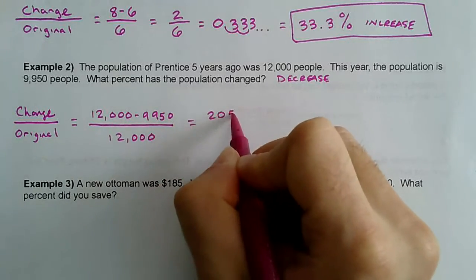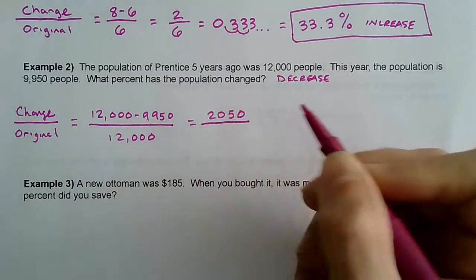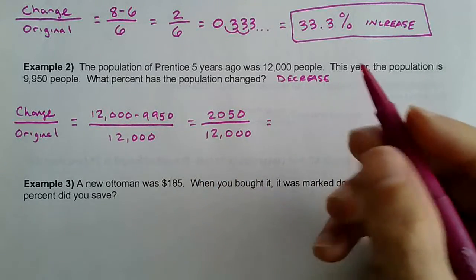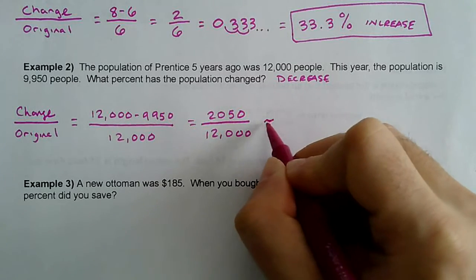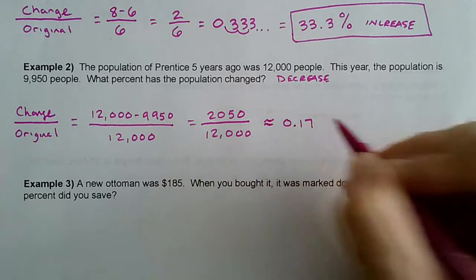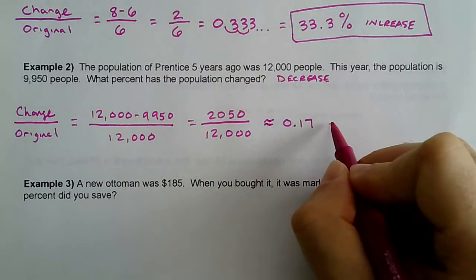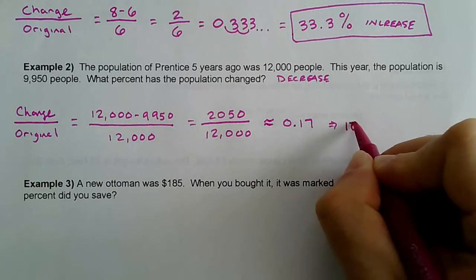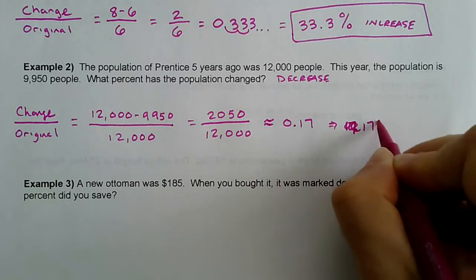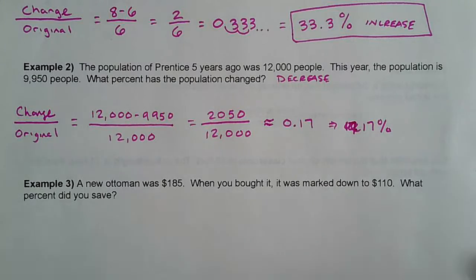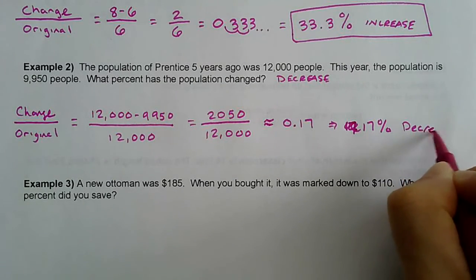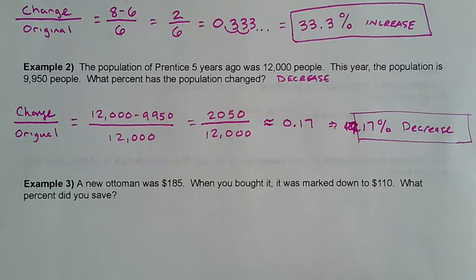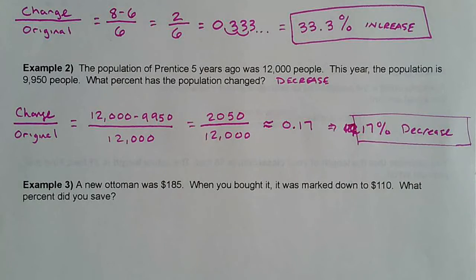This gives us 2,050 divided by 12,000, which gives us a decimal of approximately 0.17, which we would say is 17%, and we said it was a decrease. So the population of Prentiss, Wisconsin in 5 years went down 17%.